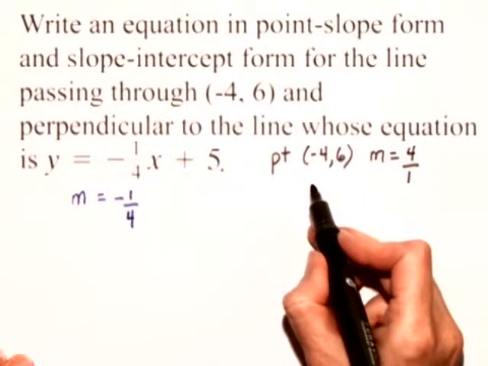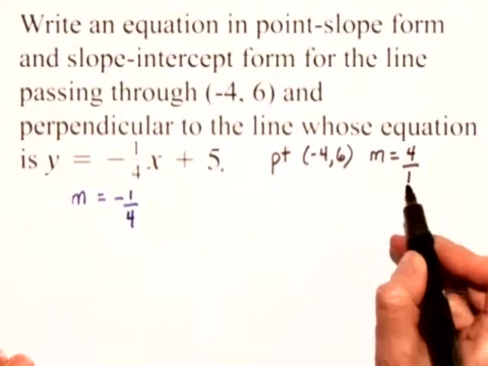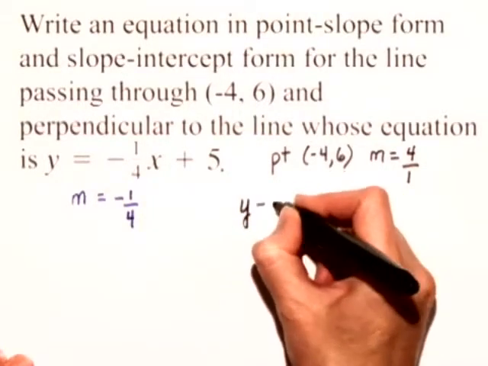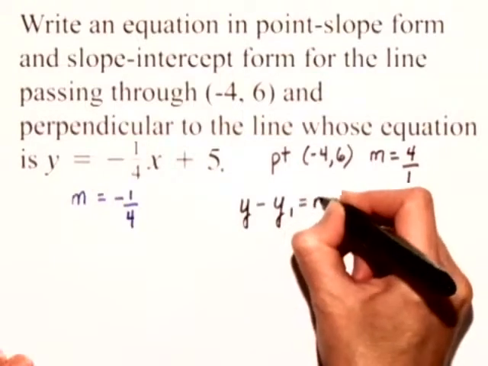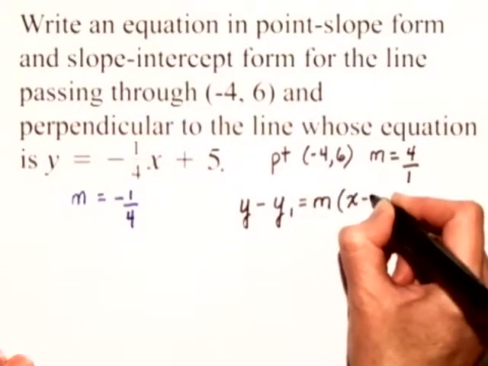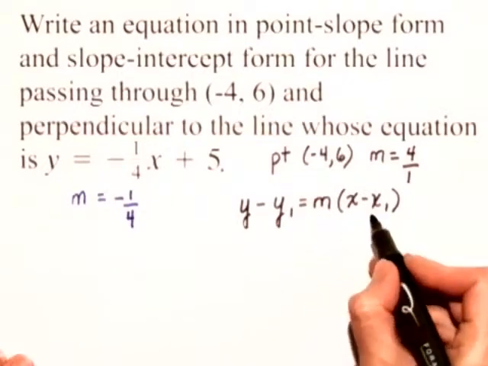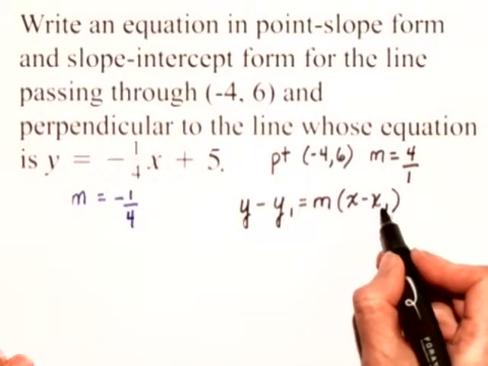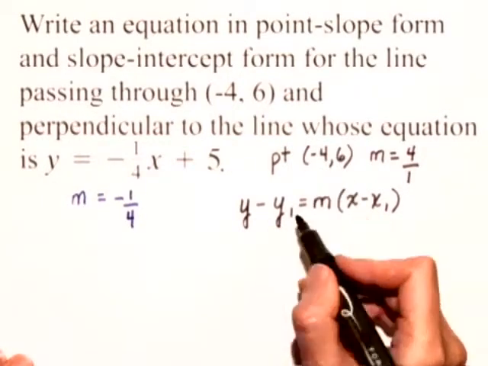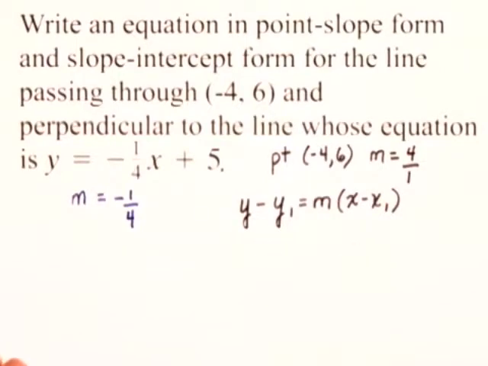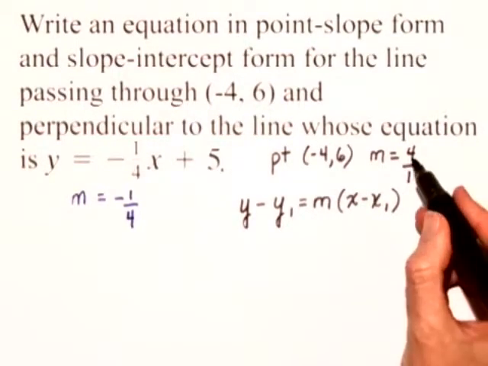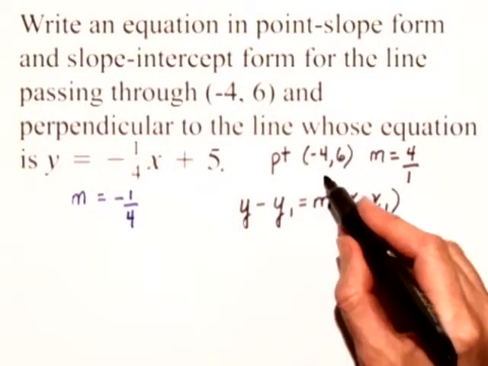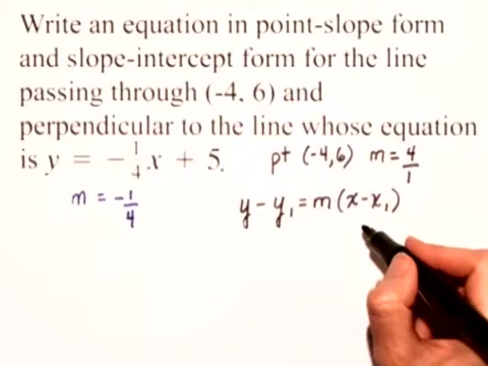So now we can use this point and the slope to come up with the equation of our line. So here we go. y minus y sub 1 is equal to slope times the quantity x minus x sub 1. This is the point-slope form. Let's substitute our slope in for m, and for the x sub 1, y sub 1, we'll substitute our point in. So we'll substitute the 4 in where we see the m in the equation, and for x sub 1, y sub 1, we'll substitute our point, (-4, 6).